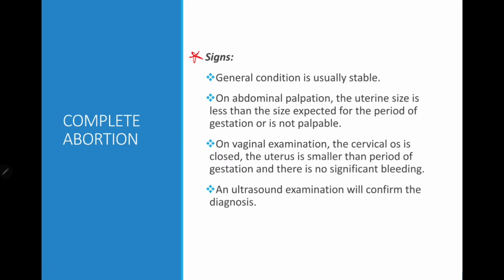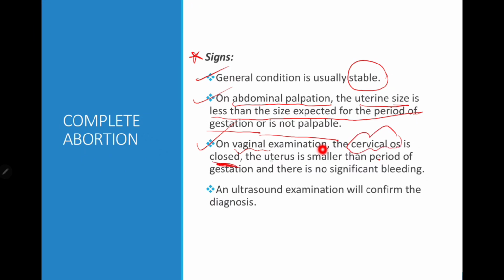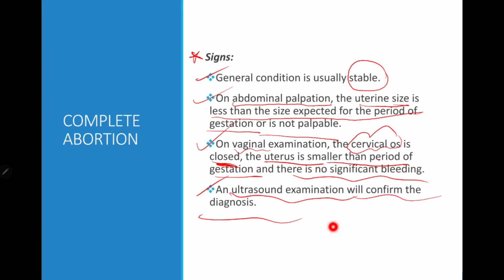Now what are the signs of complete abortion? The general condition is usually stable. On abdominal palpation, the uterine size is going to be less than the size expected for the period of gestation, or is sometimes not palpable. On vaginal examination, the cervical os is closed, the uterus is smaller than the period of gestation, and there is no significant bleeding. An ultrasound examination will confirm the diagnosis of complete abortion.